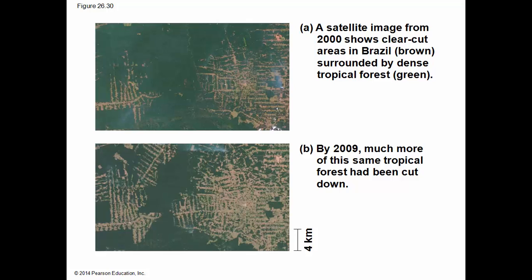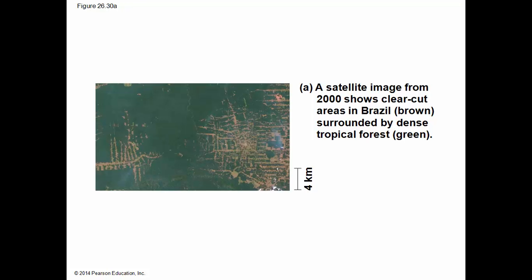Here's a satellite image of deforestation in Brazil. The top one is the earlier image. The bottom one is the later image. In 10 years, there's this much deforestation that has occurred.